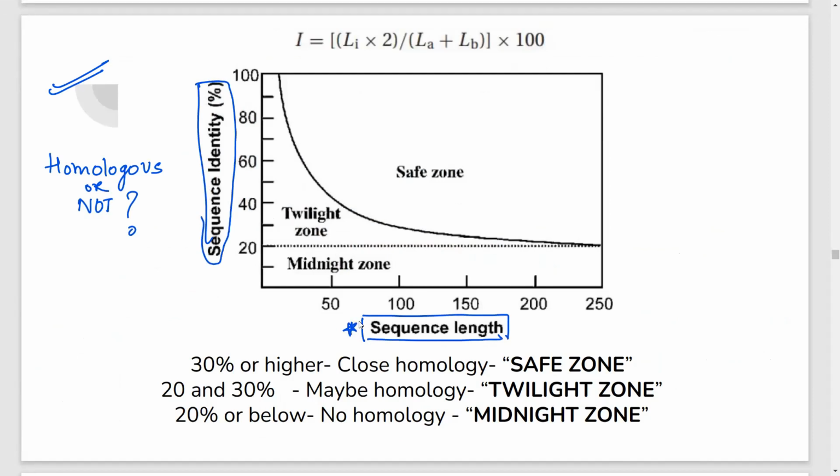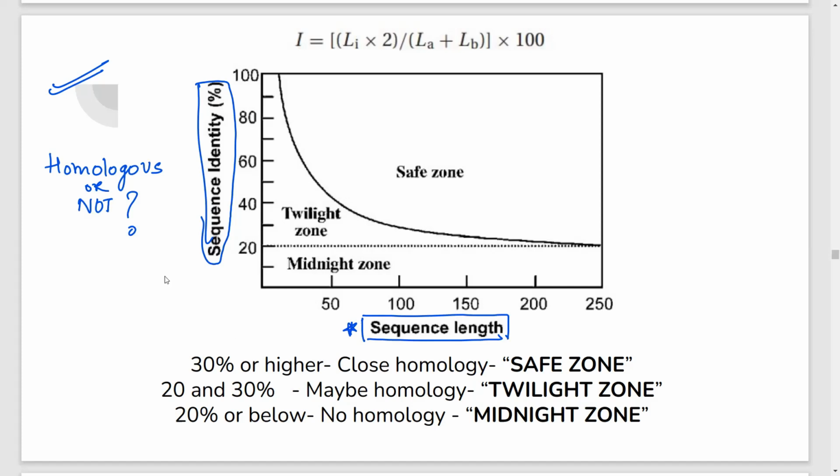Because the probability that a smaller length sequence will be homologous is high as compared to a larger sequence, because a random chance may be there since we have only 4 nucleotides. Therefore, to nullify this, to normalize it, we need some kind of standard. So we use this graph of sequence length versus sequence identity in percentage to find this out.